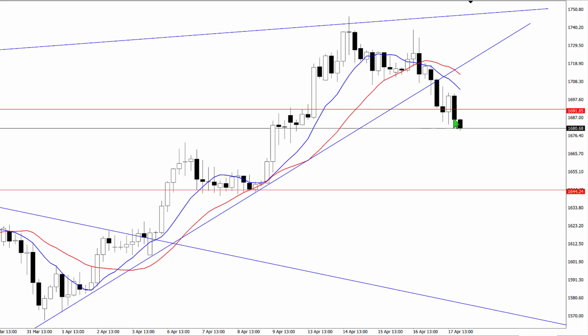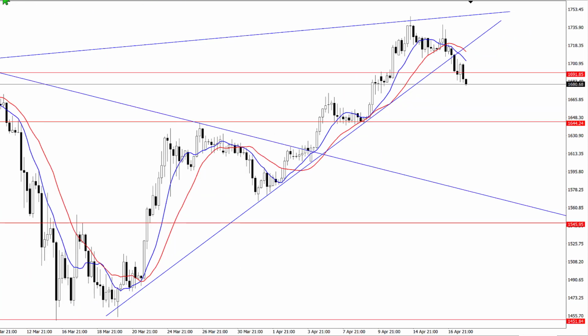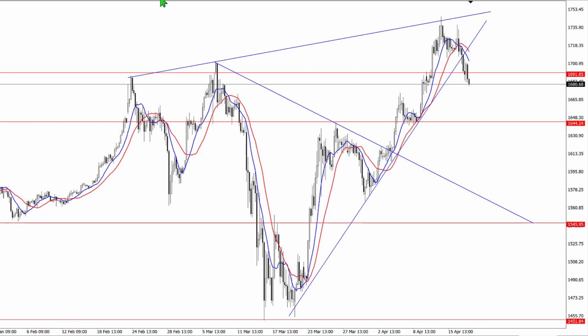We had a pending stop order right here. That's a sell stop order, whereby our trade has been triggered, and I think we are in a little profit right now, where we have our stop loss above. So what we are looking out for right now, we need to target this next key level, which acts at 1644.24.